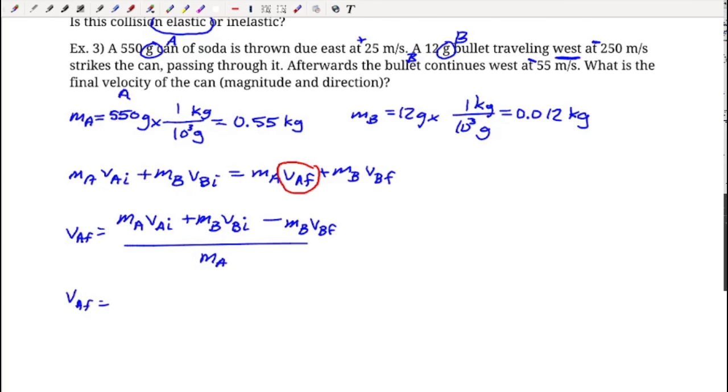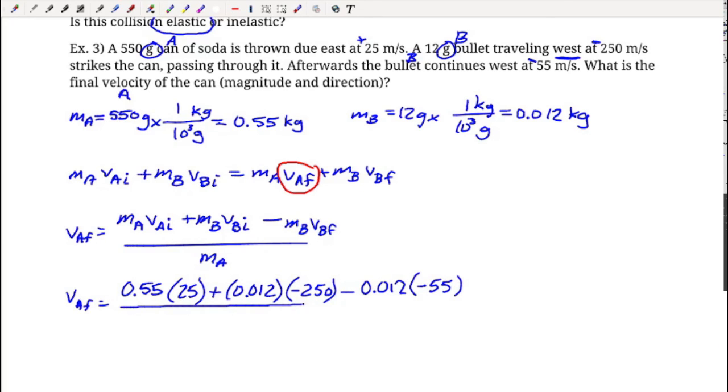vAf equals mass A 0.55 kilograms, vAi positive 25 meters per second, mB 0.012, and vBi is a negative 250 meters per second. Subtract from that the mass of the bullet again, 0.012, and vBf is a negative 55 meters per second. All of that divided by 0.55. So again, as you type this in, watch out for your positives and negatives.